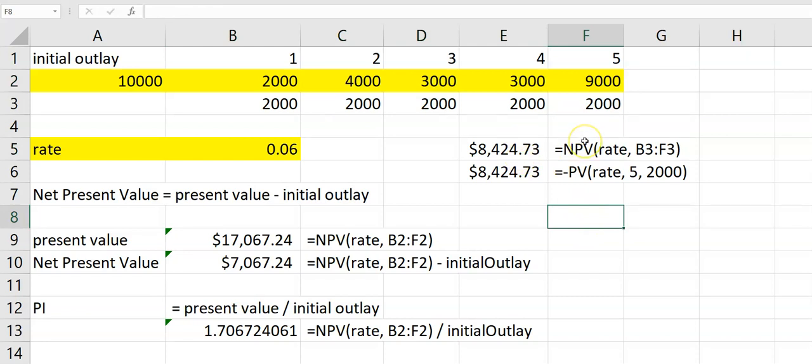Either way, remember, you're getting the present value. To get the net present value, you have to subtract out the initial outlay. To get the profitability index, just take that present value and divide it by the initial outlay, and you'll be good. All right.